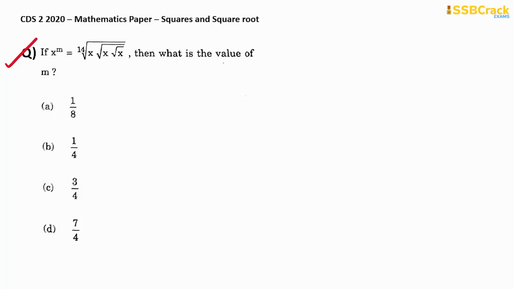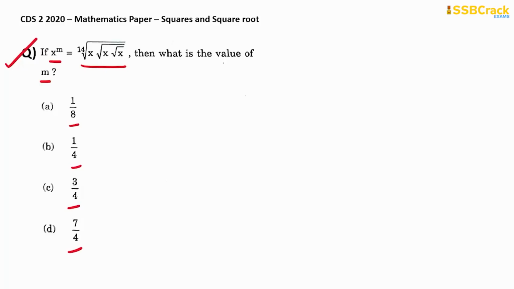So in the next question we are given that x to the power m is equal to root 14 into root 14x into root x into root x. So this is a complicated statement, and we are required to find the value of m here. Okay. And the given options are 1 by 8, 1 by 4, 3 by 4 or 7 by 4. Right.